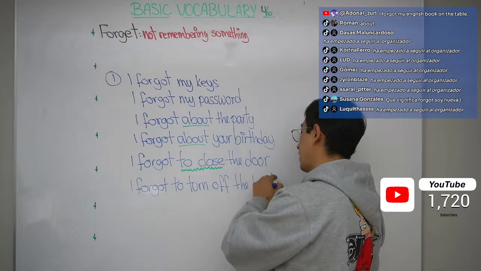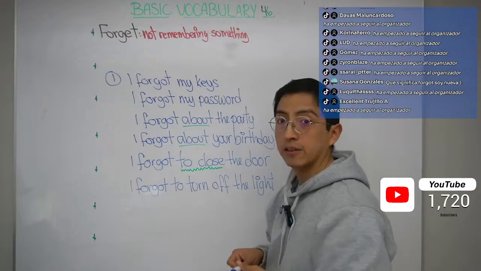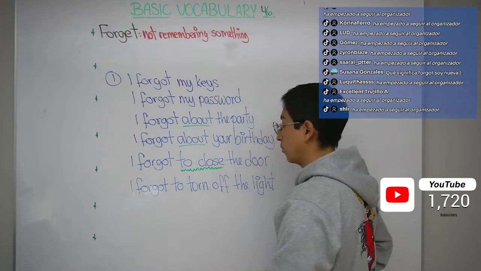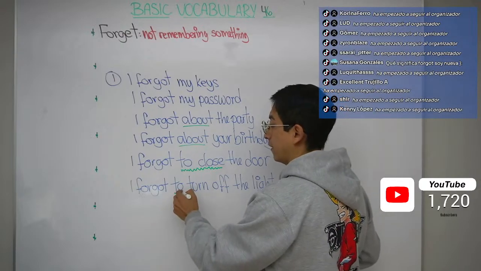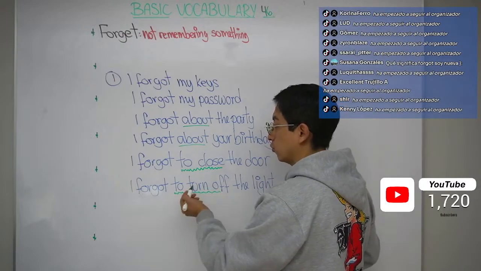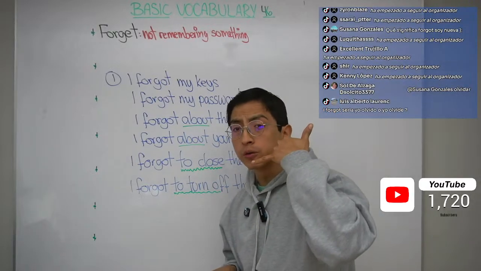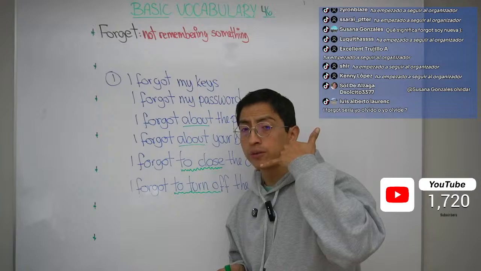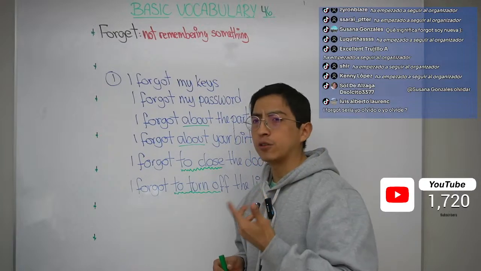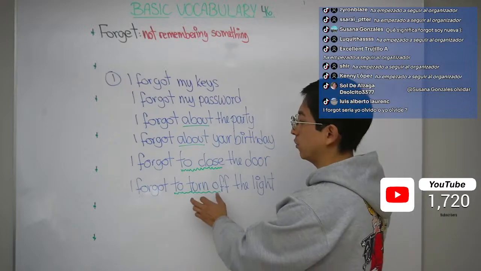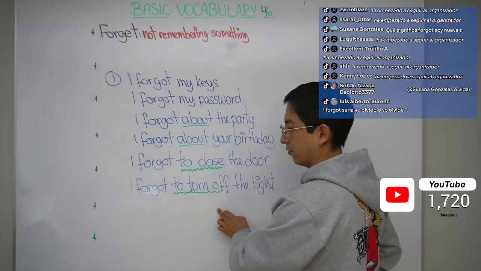Now you're talking about an action. So every time we're talking about actions, we're gonna use the infinitive form, okay? To turn off. I forgot to call you. Yes, I forgot to call you. Exactly. Yes. I forgot to do my homework. In those cases, we're gonna use the infinitive.